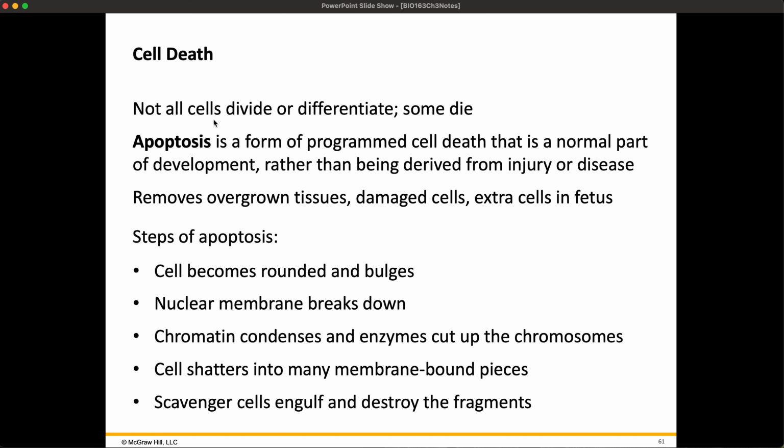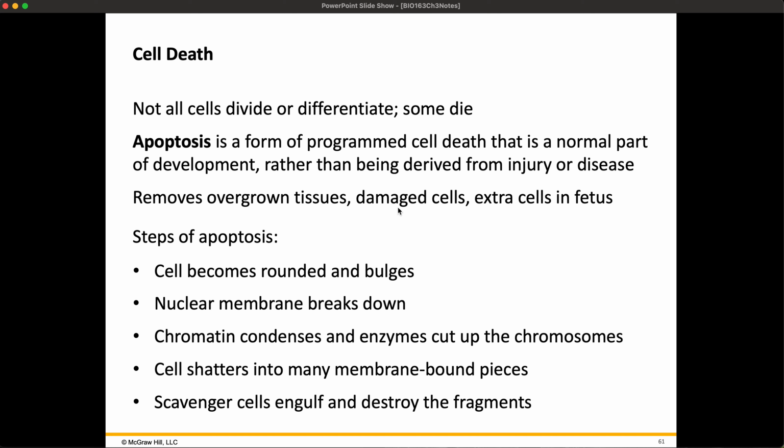Cell death is a part of the cell cycle as well. Not all cells are going to go through that divide and differentiation cycle. Some, it is their time to die. It is their time to be broken down. Apoptosis is a form of programmed cell death. It is a normal part of development, rather than something like you get hurt, you get burned, you have a chemical issue or a parasitic issue. It's not from that. It is very much, oh nope, it's just your time. This cell is no longer developing or dividing properly.